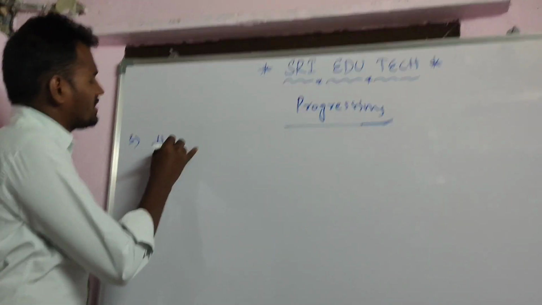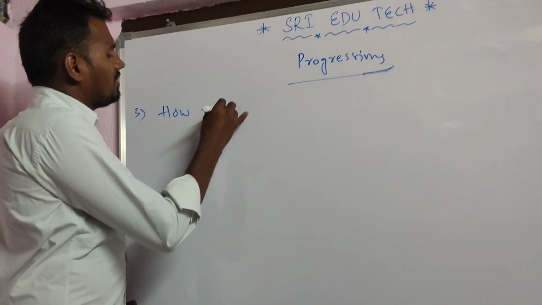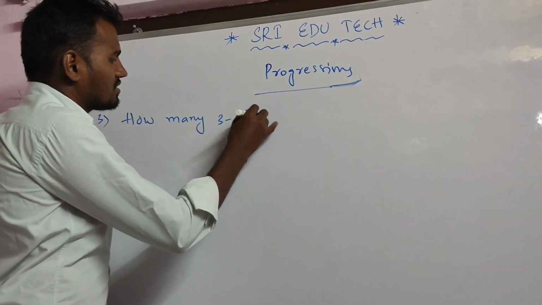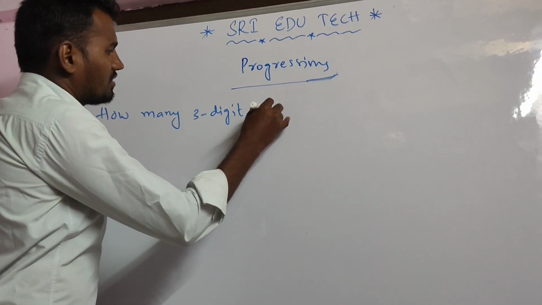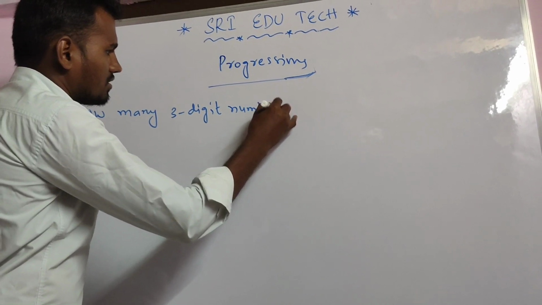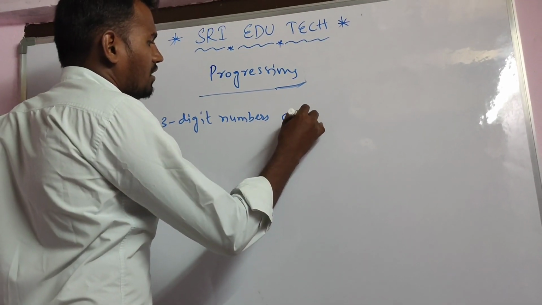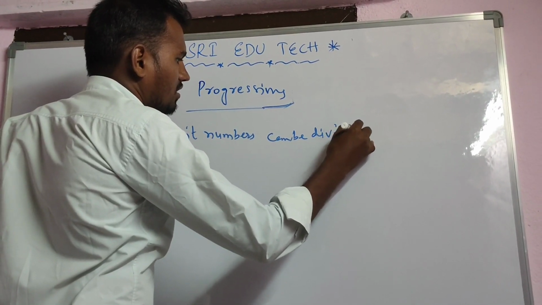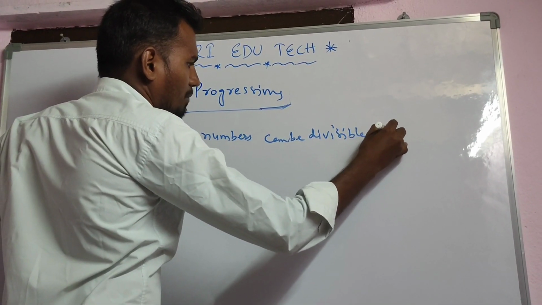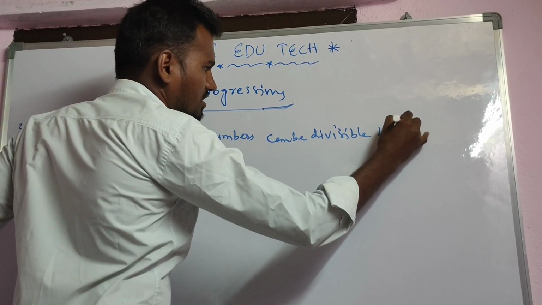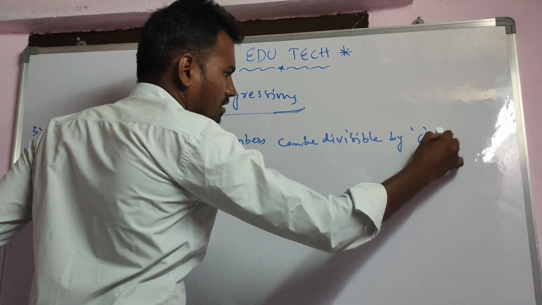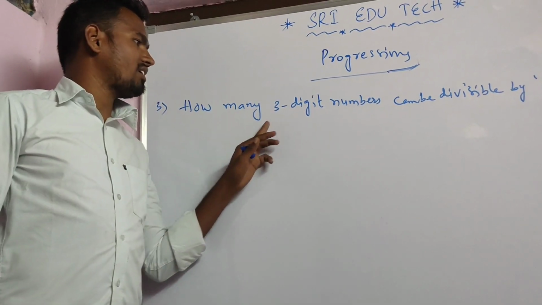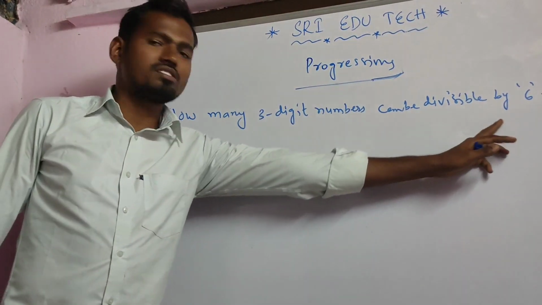It is important. How many 3-digit numbers can be divisible by 6? Okay? Let's see here, how many 3-digit numbers can be divisible by 6.